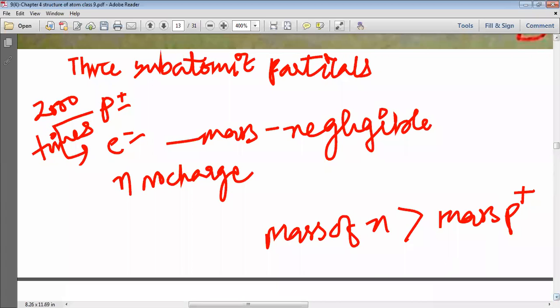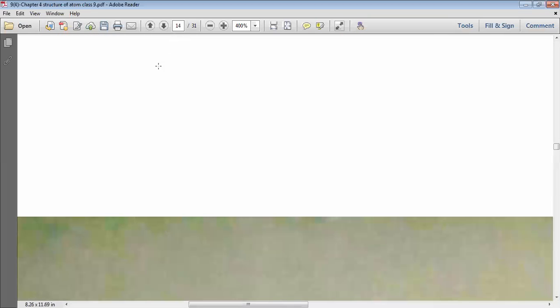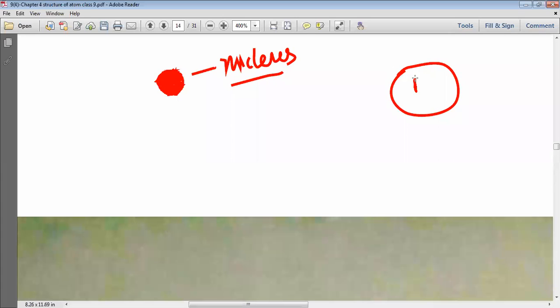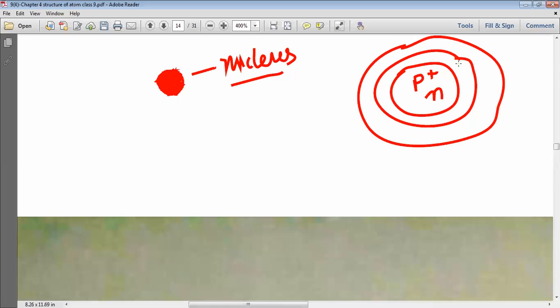We have even seen, my dear students, that the atom has got a center. This center is known as a nucleus. In this nucleus, we get either protons or neutrons. Electrons revolve around the nucleus in a path. These electrons can be found out here.